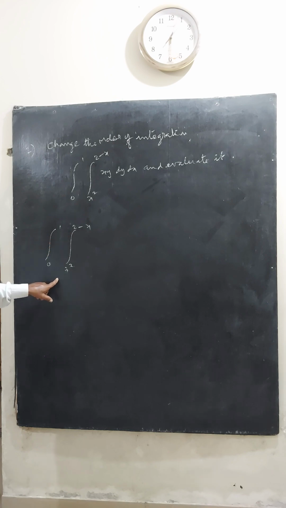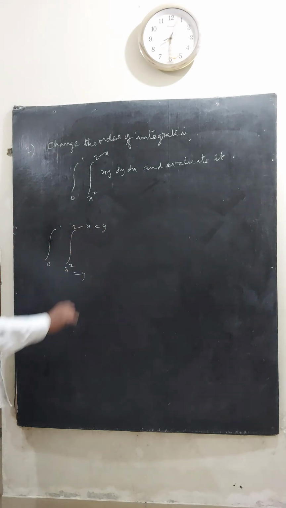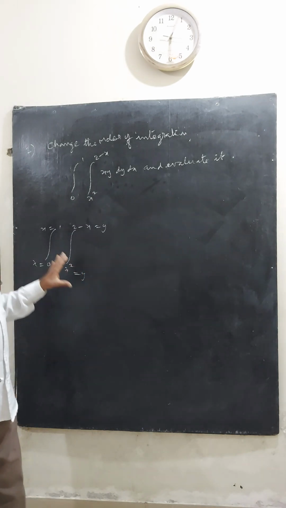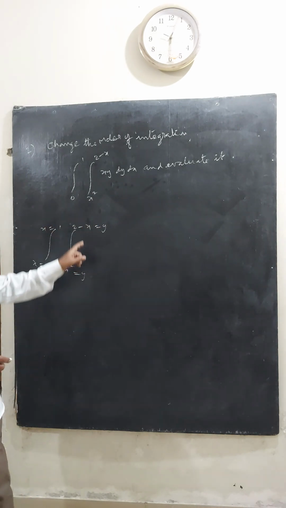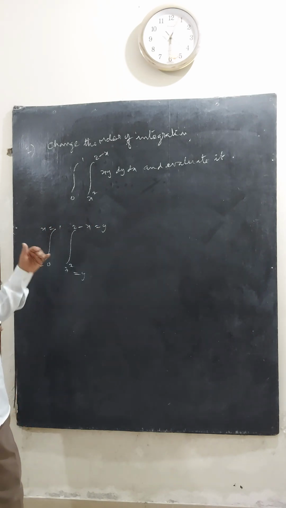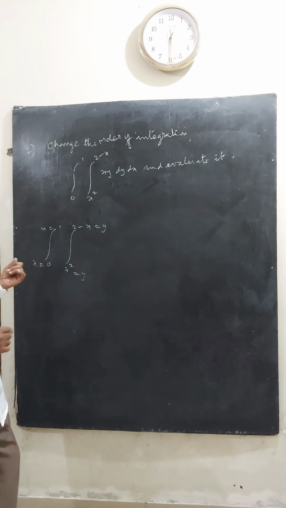If there is x in the limit, which is equal to y, immediately write y, and the remaining is x. This is the way to change the order of integration. We have to draw 4 curves. By drawing the curves, we can change the order of integration with the help of the curves.